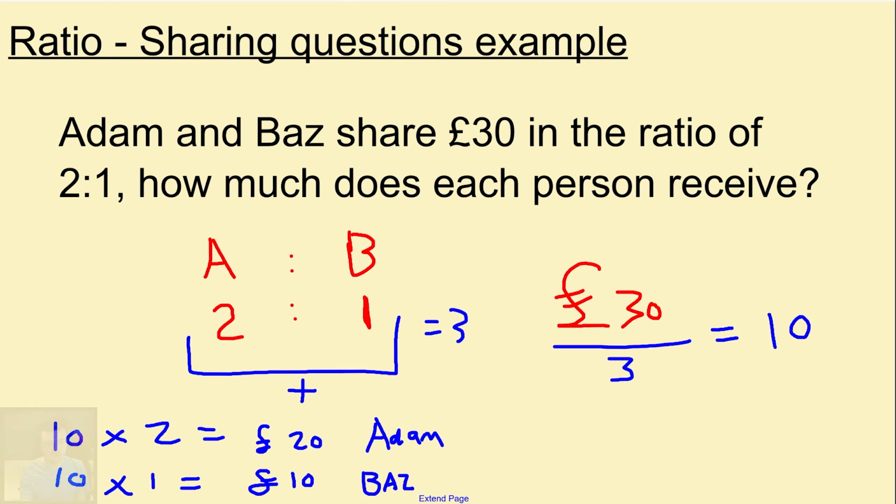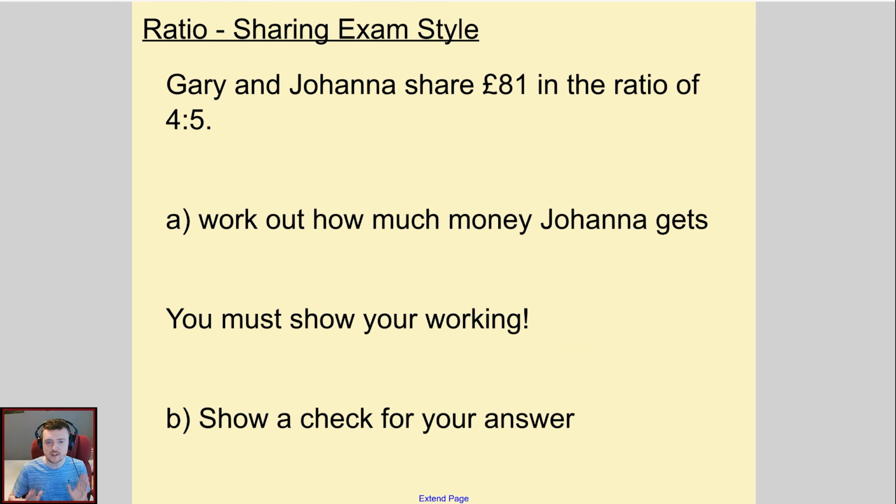Okay. So here's an example question. I'm going to read the question out to you. And this is without a calculator, this one. And I'll give you a minute to pause the video, have a go, and I'll be back with you in a few seconds. So Gary and Johanna share £81 in the ratio of 4 to 5. Work out how much money Johanna gets. You must show your working and show a check for your answer. Okay, so have a go, pause the video. I'll see you in a few seconds to talk about it.